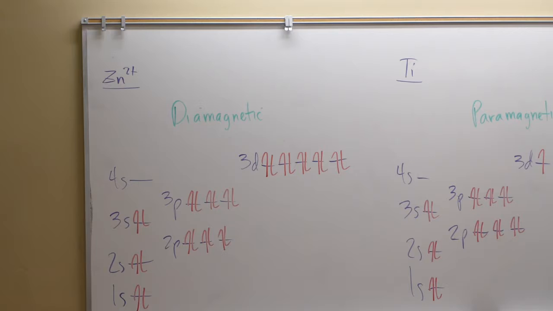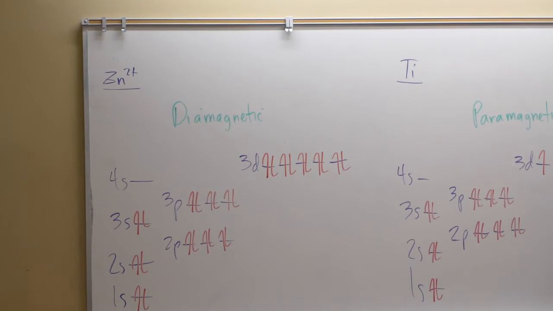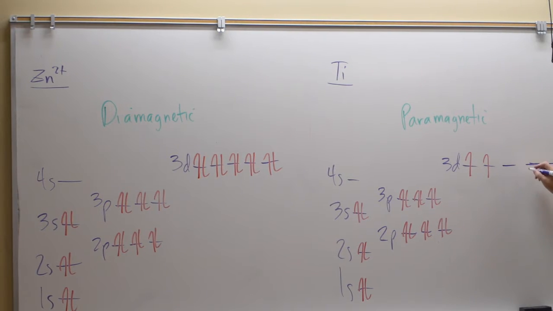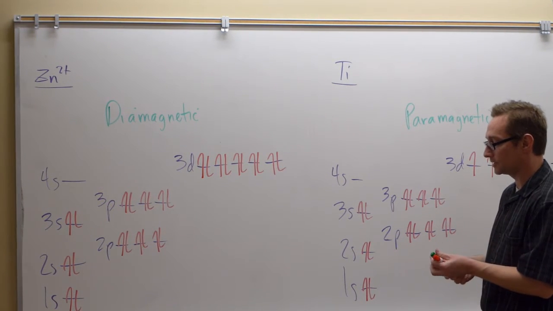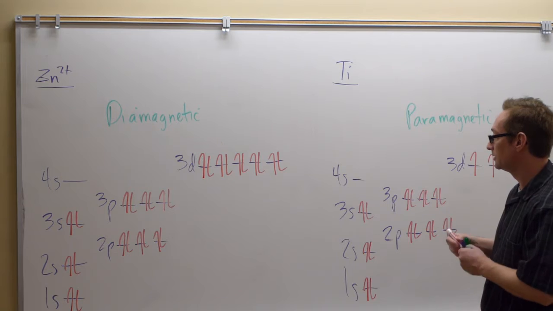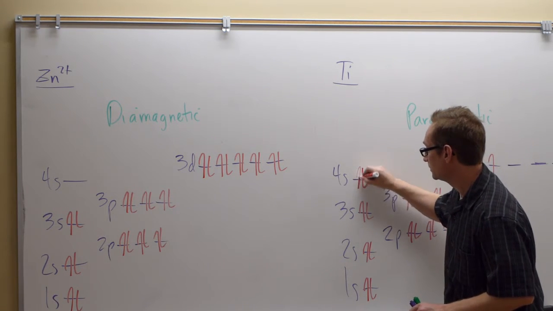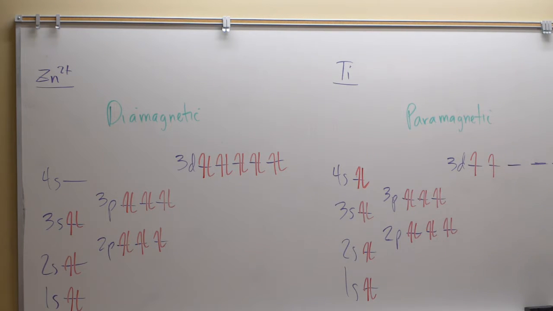Question? I thought that we only filled up the d sublevel first with ions, like transition metal ions. Oh, you're right. I'm sorry. Okay, so yeah, you're right. The 4s2 gets filled here. Good catch. Yes. So it's still paramagnetic.